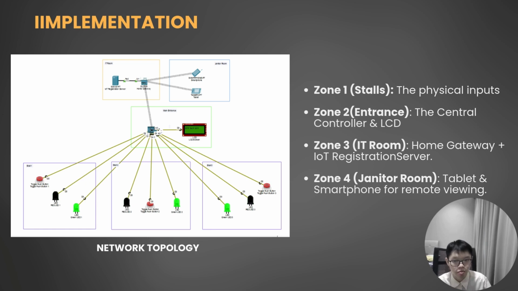Then at the top left is the IT room. This represents the building server closet. It houses the home gateway and the IoT registration server. This is the brain that stores the data. And then at the top right is the janitor room zone. This represents the management office where staff use a tablet or smartphone to monitor the status remotely.